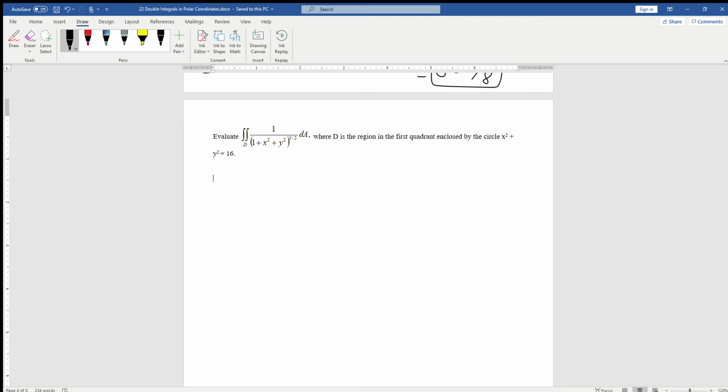A second example of evaluating a double integral using polar coordinates. We have the double integral of 1 over (1 plus x squared plus y squared) to the 3/2 dA, where D is the region bound in the first quadrant, enclosed by the circle x squared plus y squared equals 16. All right, so here's what we have.